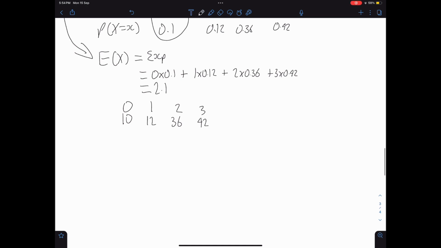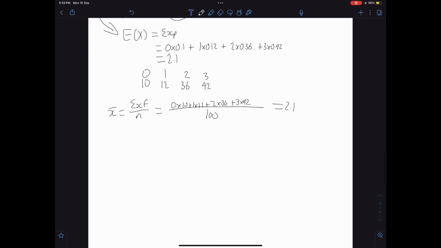So how would we do the mean for this? Well, you remember it's the sum of xf over n. So if you did the sum of xf over n, that would be 0 times 10 plus 1 times 12 plus 2 times 36 plus 3 times 42, over 100. And that also gets us 2.1. So hopefully you can see how that's like the mean.